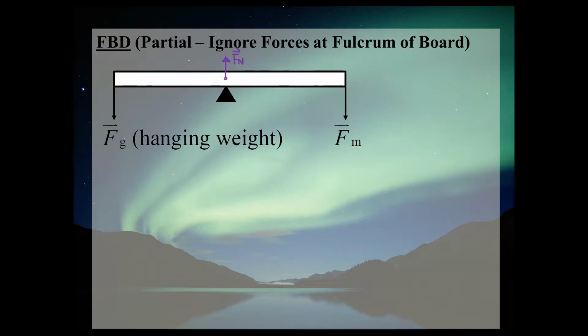We always draw the force of gravity for an object through its center of mass. The center of mass in this board would just be straight downward. So then we'd have Fg for the board.